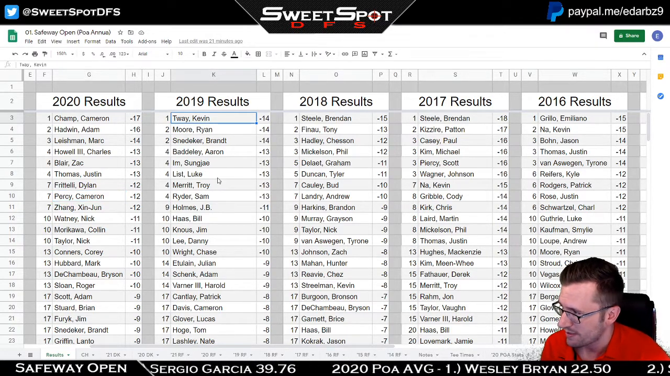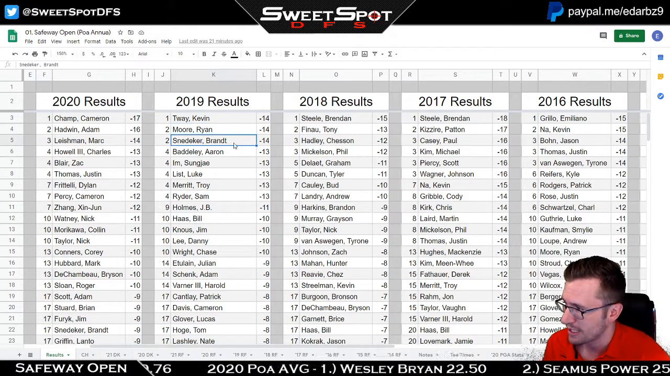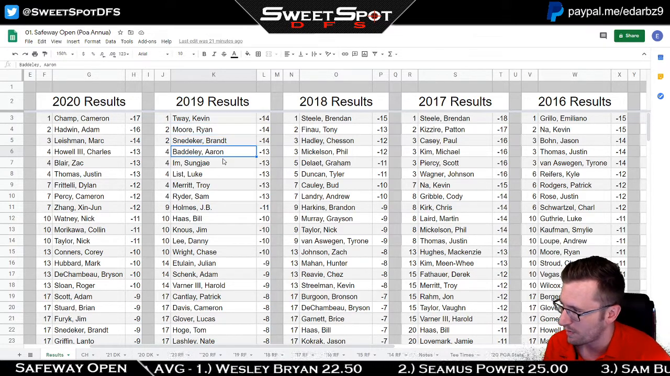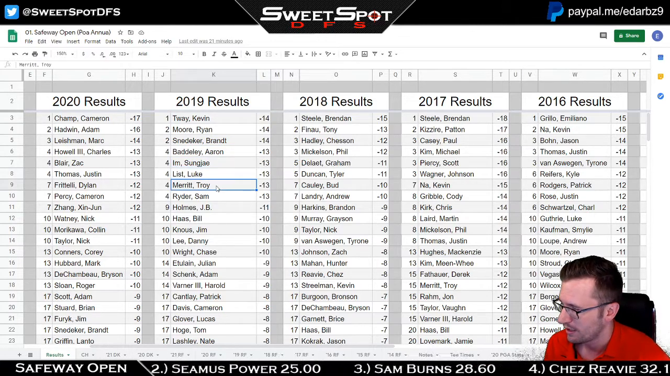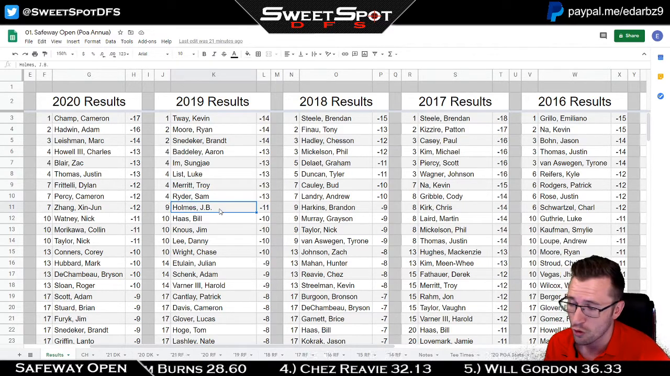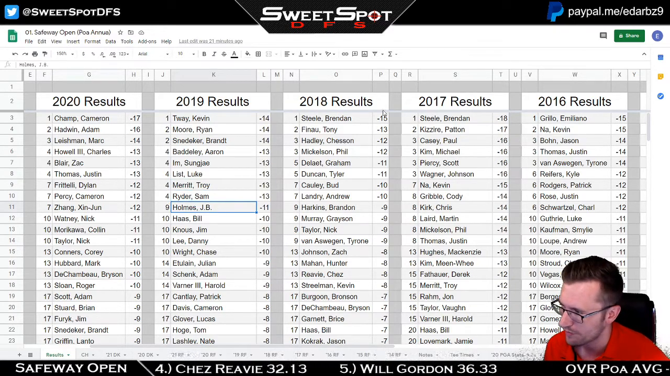2019, Kevin Tway hits a fade. Ryan Moore hits a fade. Brant Snedeker hits a draw. I don't know what Aaron Baddeley hits. Sung Jae hits a fade. Luke List hits a fade. I'm not sure about Troy Merritt or Sam Ryder, but JB Holmes hits a fade. And those are right-handed golfers.